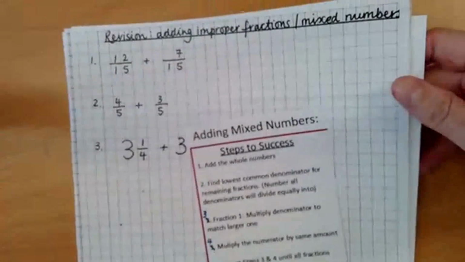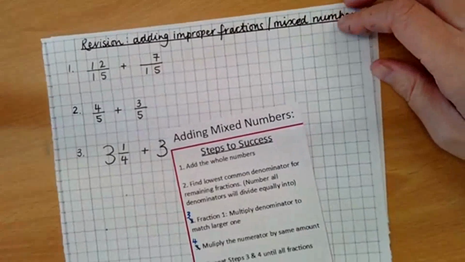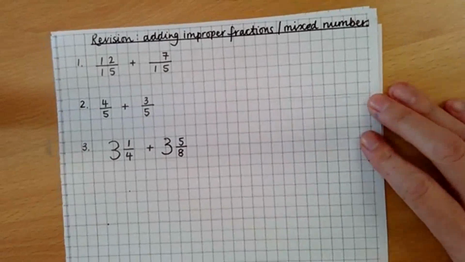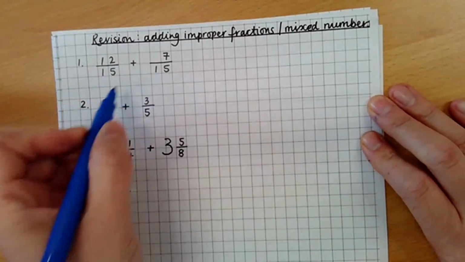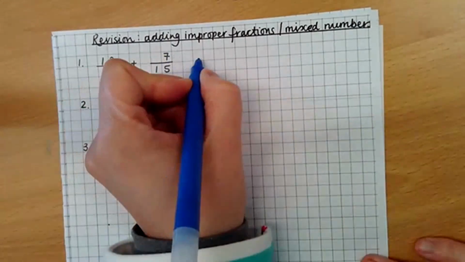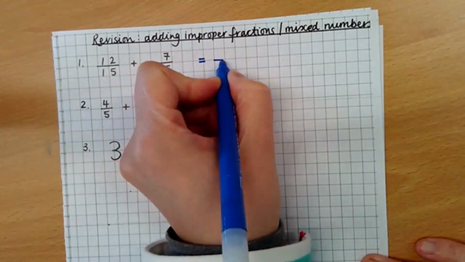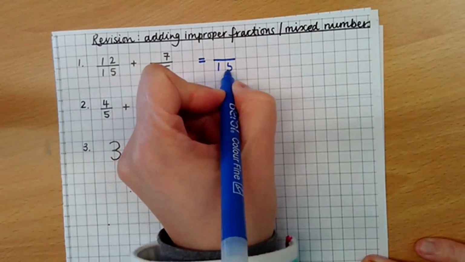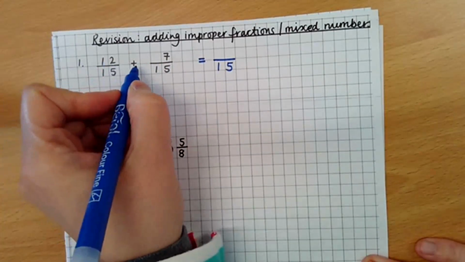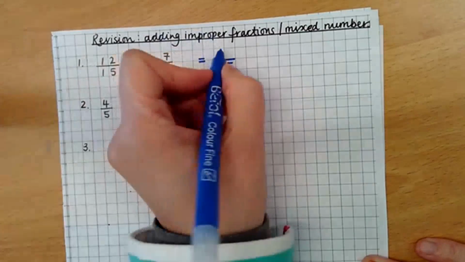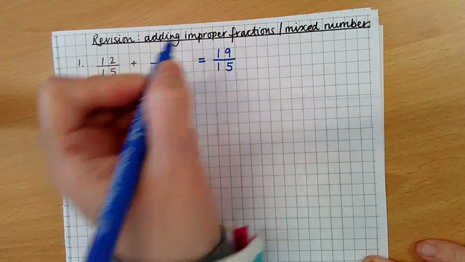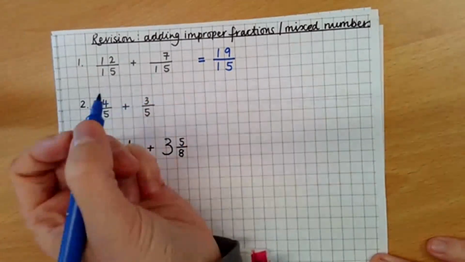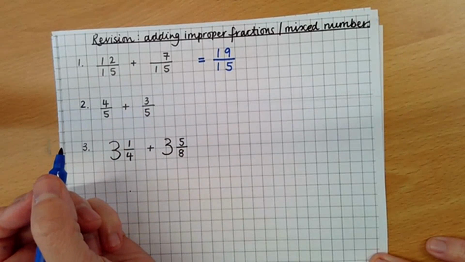Fantastic. Okay, let's go on to our next revision, which is adding improper fractions and mixed numbers. Now, the first two are quite simple because they have the same denominator. So we can simply add or subtract, remembering that our denominator, tell me, good, doesn't change. So that remains 15ths. 12 plus 7 equals, good, 19. Now this is an improper fraction because our numerator is greater than our denominator. It's correct. Is there another way that we could write it? Tell me.